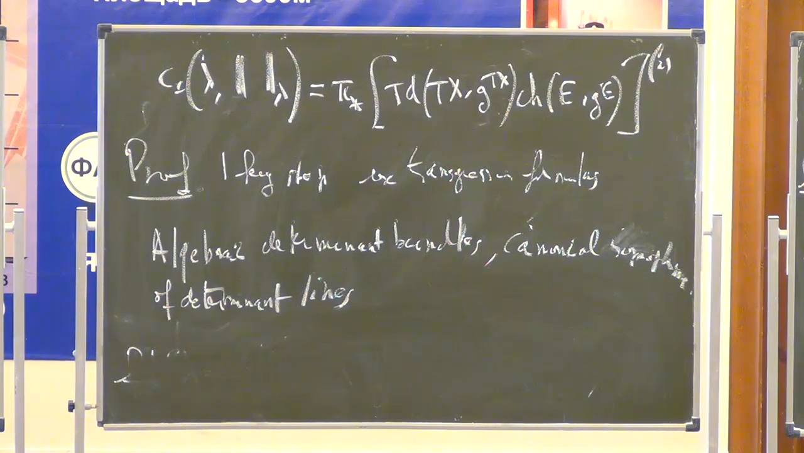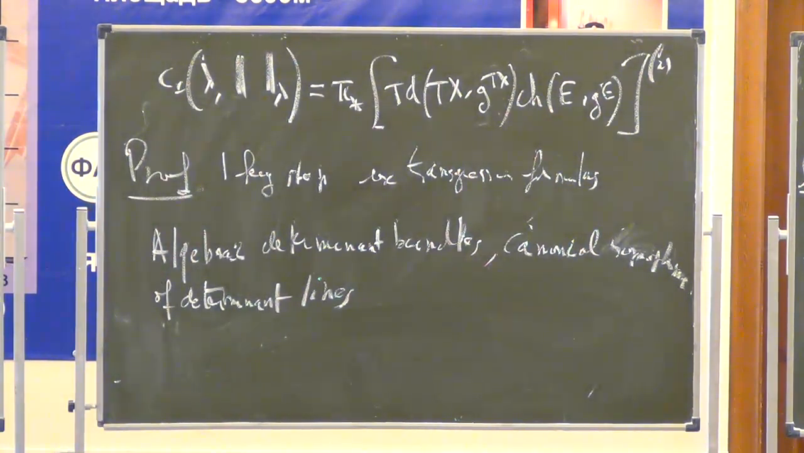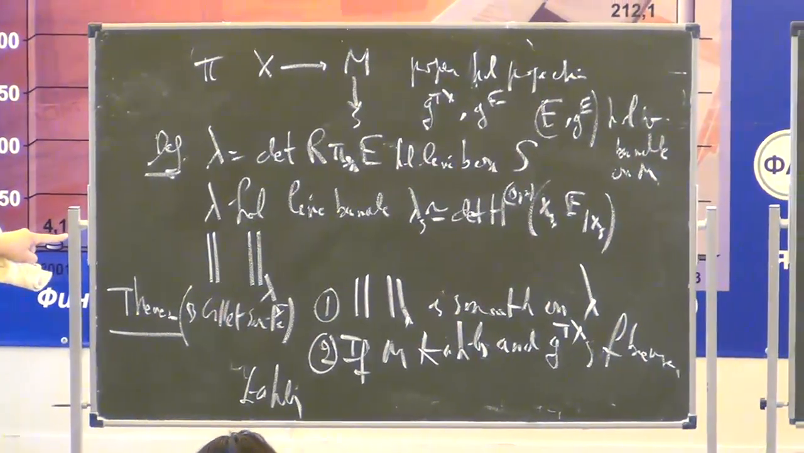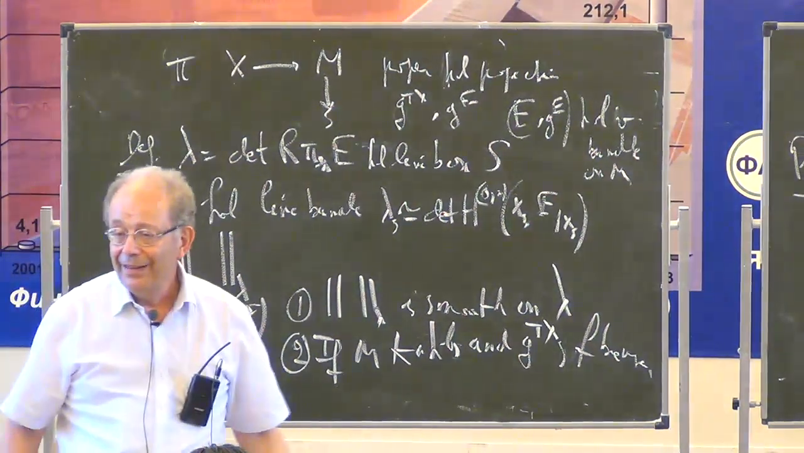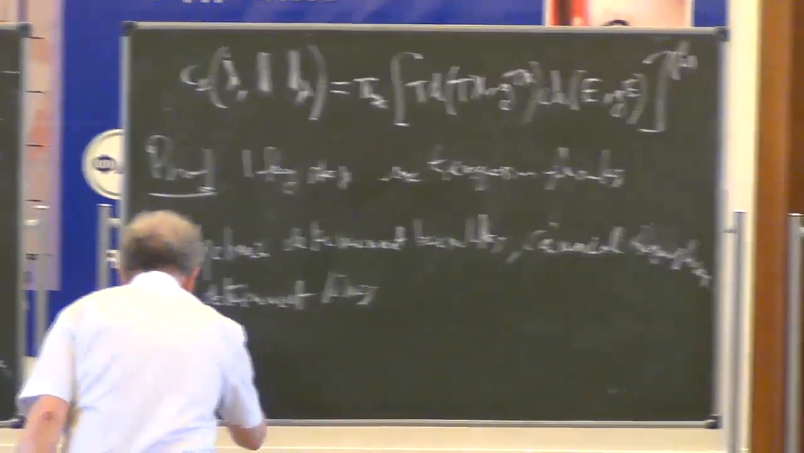Okay, so in the end, yes? What are determinant lines? Determinant lines are objects that I constructed here, of the kind lambda, yes. You said that there is a canonical isomorphism. Okay, so typically, let's just give an example.